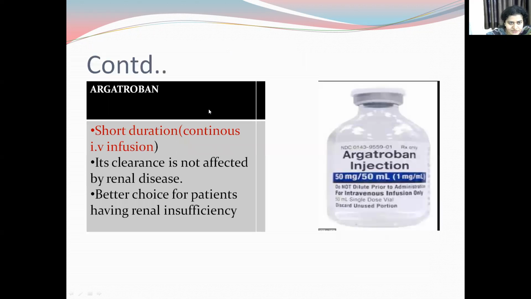And this is the next direct thrombin inhibitor, that is argatroban. This is also given parenterally and it has a very, very short duration. So this drug has to be given as a continuous IV infusion. And the main part you have to remember is that the clearance of this drug is not affected by renal disease.